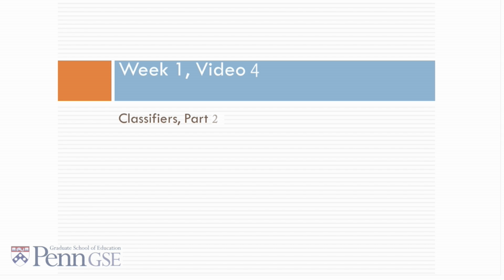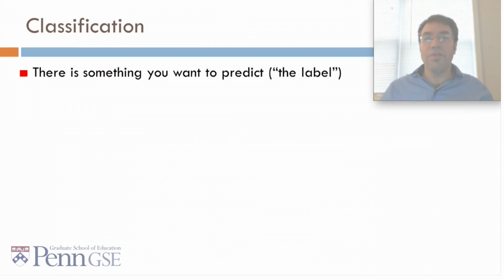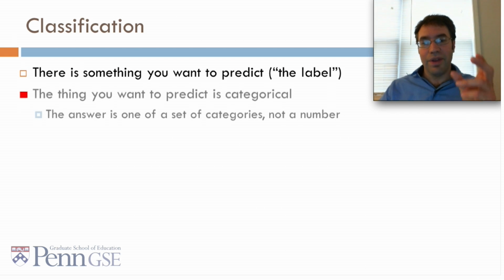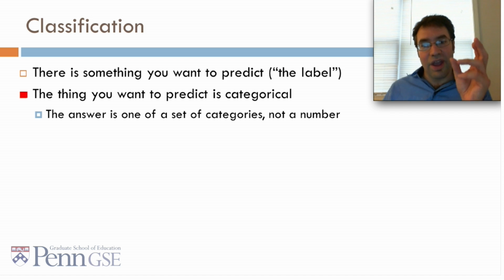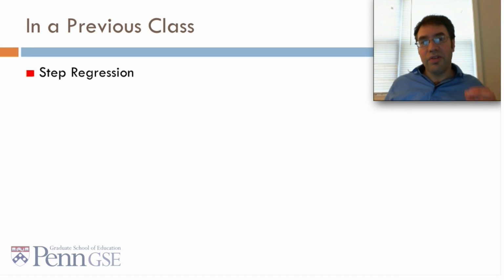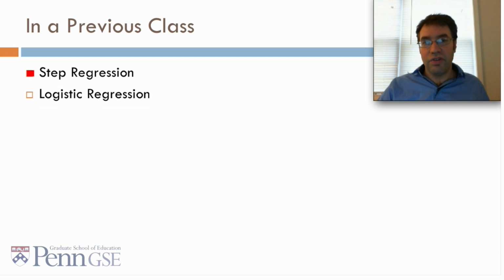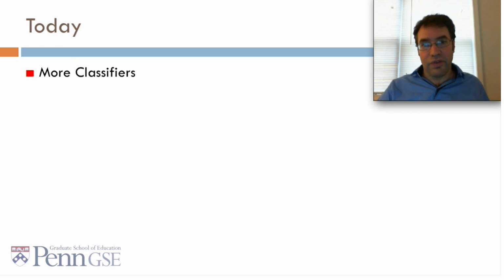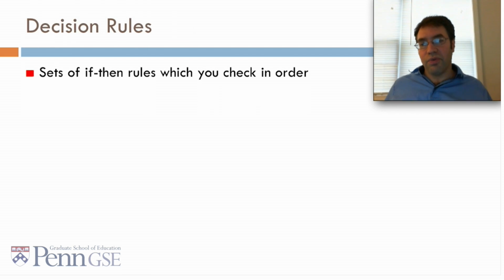Today we're going to continue our discussion of classifiers. Classification is where there's something you want to predict, called the label or the predicted variable, and that something you want to predict is categorical. The answer is one of a set of categories, possibly 0, 1, and not a number. In a previous class, we discussed several algorithms for classification, including step regression, logistic regression, and J48 or C4.5 decision trees. Today we're going to discuss more classification algorithms, starting with decision rules.